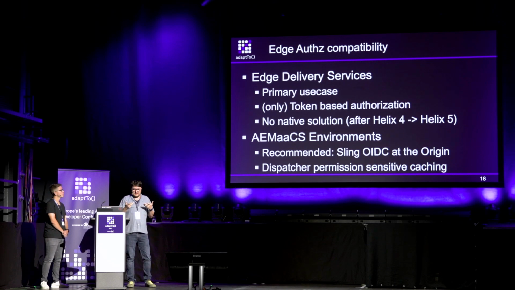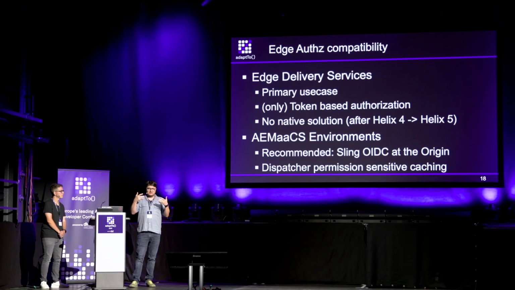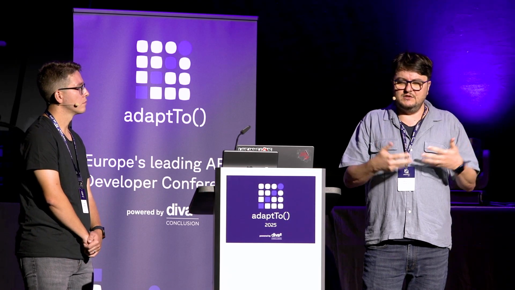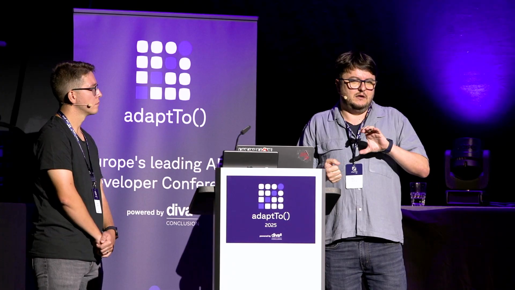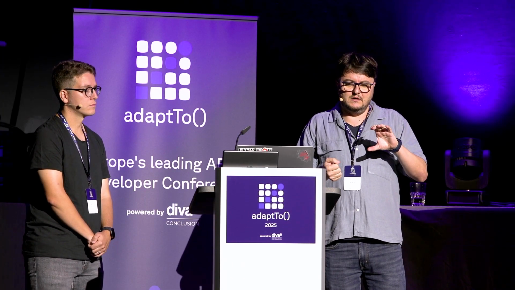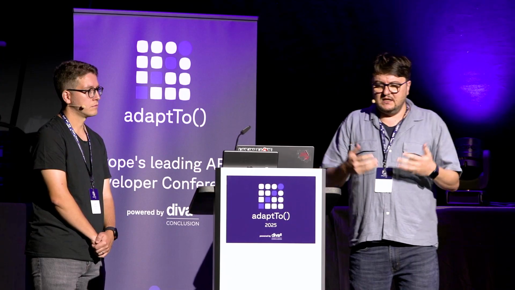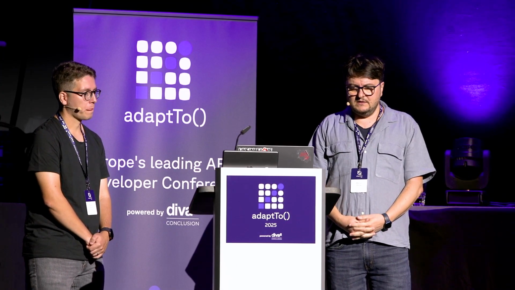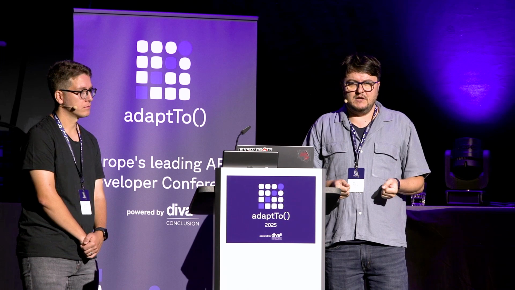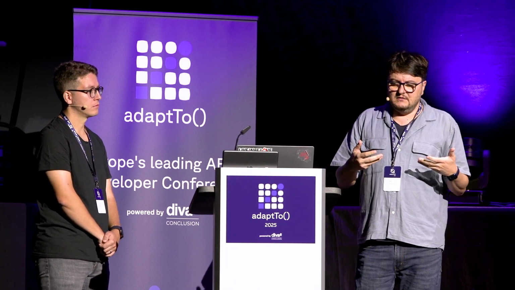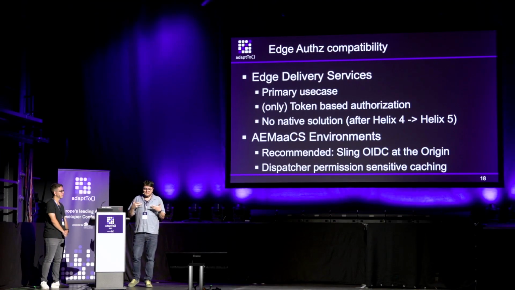The primary use case is actually edge delivery services, because there's no native solution for user-based authentication on the publish layer for edge delivery services. There used to be one in Helix 4, but it was deprecated in Helix 5. So now with the latest edge delivery services, you can only enforce site authentication token-based, but it's not user-based.